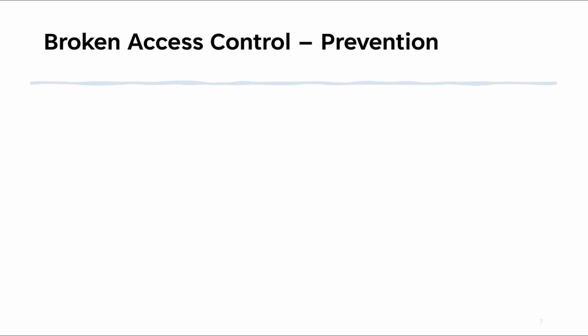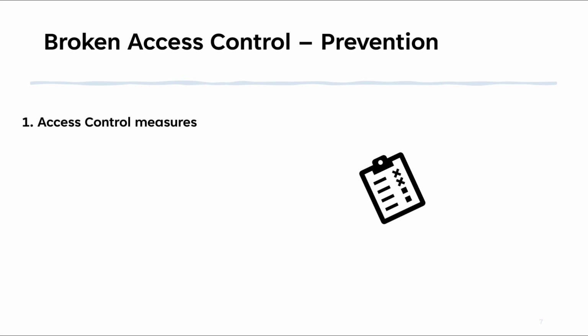Okay, so the last slide, broken access control prevention. So let's see how we can prevent this vulnerability. The first one is access control measures. One of the most important steps in preventing broken access control is to design access control measures that are robust and effective. Access control design should consider the different roles and levels of access that users or entities need and ensure that the appropriate restrictions are in place.